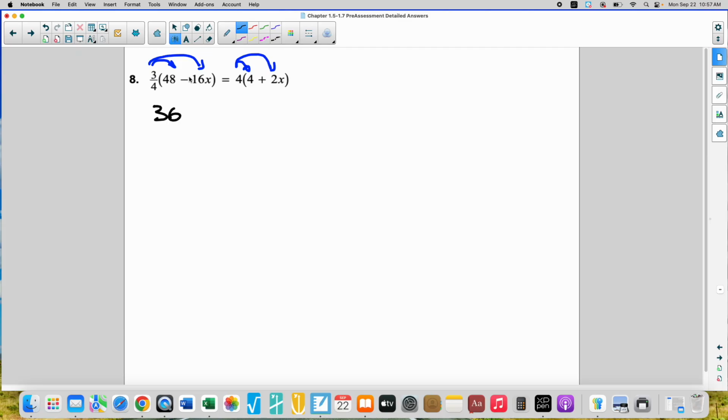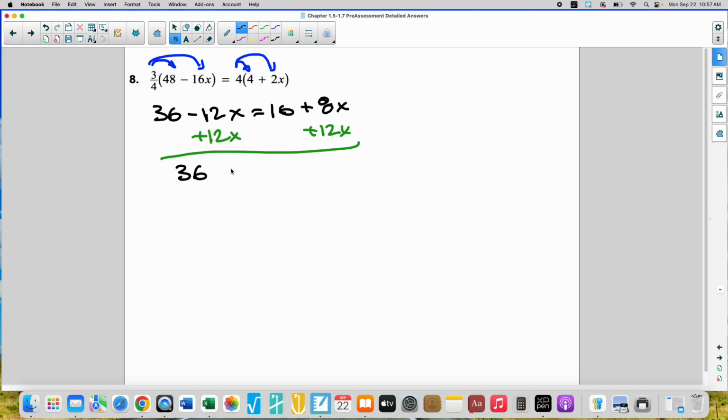Here you go. 4 goes into negative 16x negative 4 times, so you get negative 12x equals 4 times 4 is 16. 4 times 2x is 8x. I'm going to move this negative 12x by adding 12x. And that gives me 36 on the left side equals 16 plus 20x.